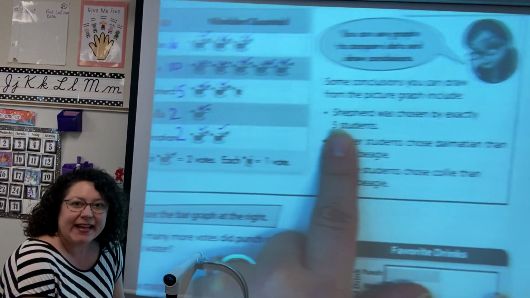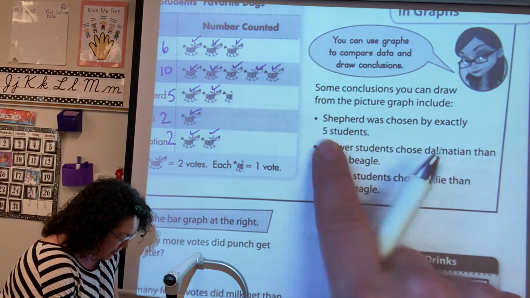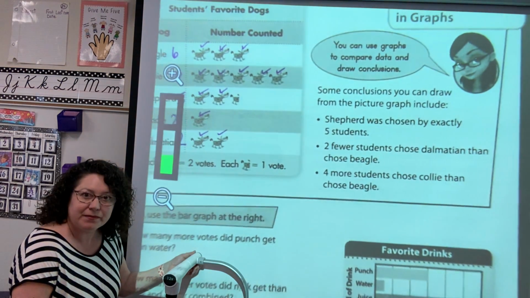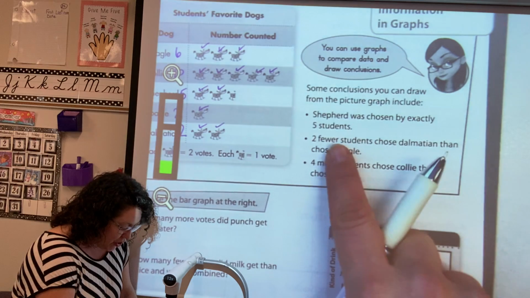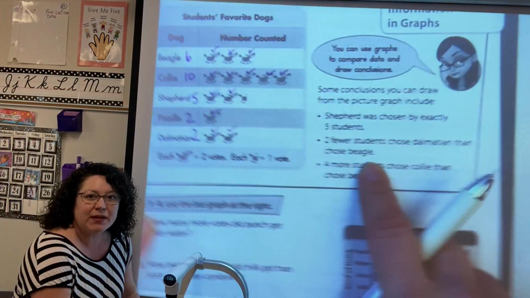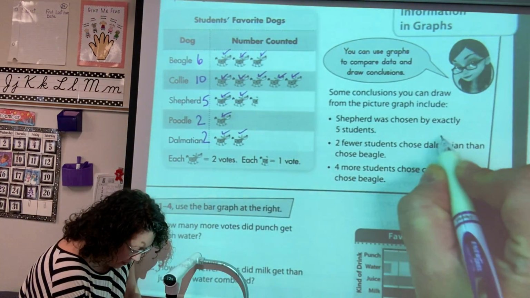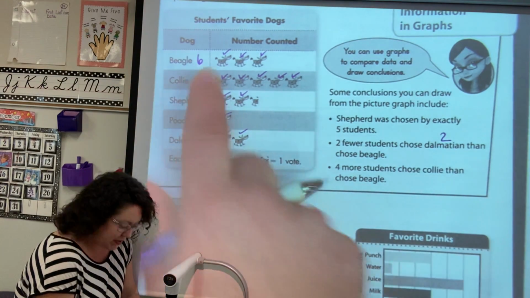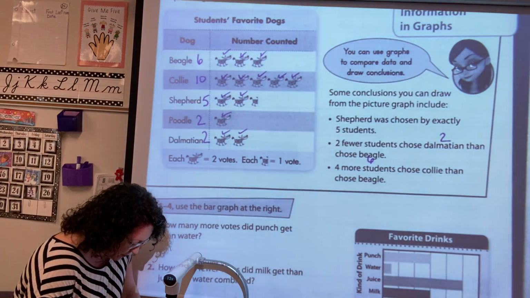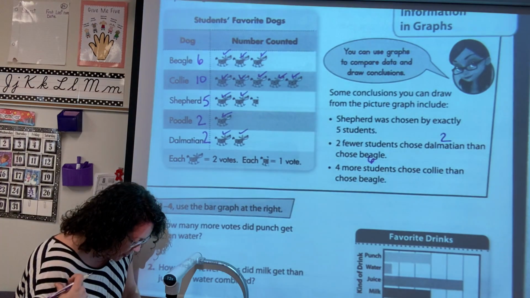So what we can look at here, this is just kind of going over the graph. Shepherd was chosen by exactly 5 students. Correct, because I had it written right there. 2 fewer students chose Dalmatian than Beagle. So again, what I'm going to do is write the words: Dalmatian chose 2, Beagle chose 6, and it says 2 fewer. Okay? 2 fewer students chose Dalmatian.